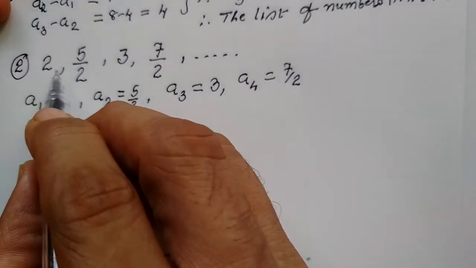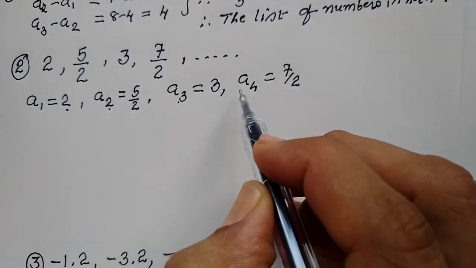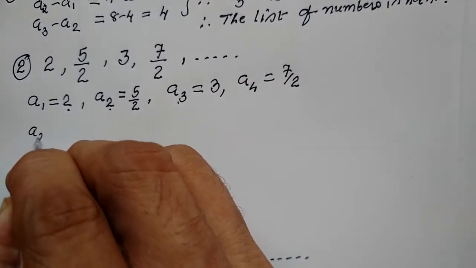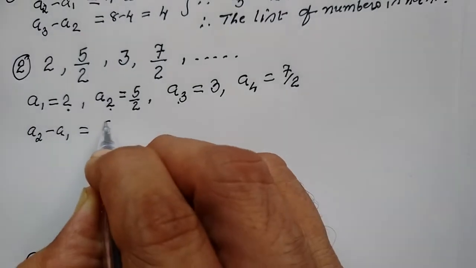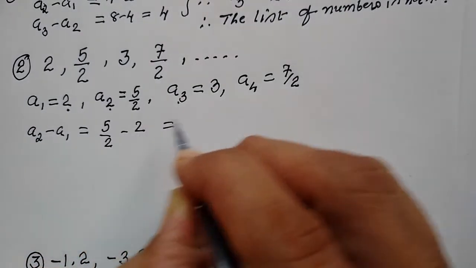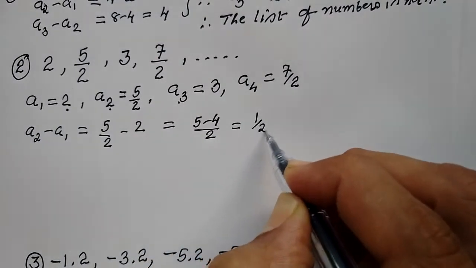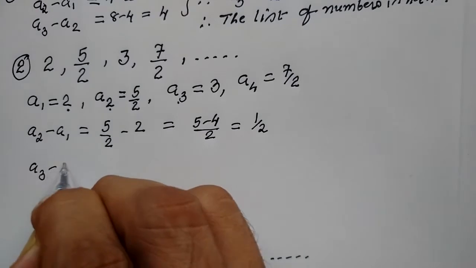Now children, another one in this is A1, A2, A3, A4. Now children, A2 minus A1, find out: 5 by 2 minus 2. How to do? Multiply here. So 5 minus 4 upon 2, 1 by 2. Take A3 minus A2.